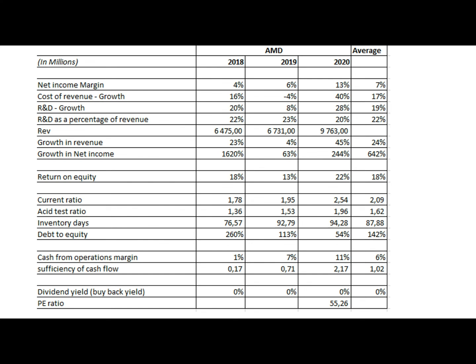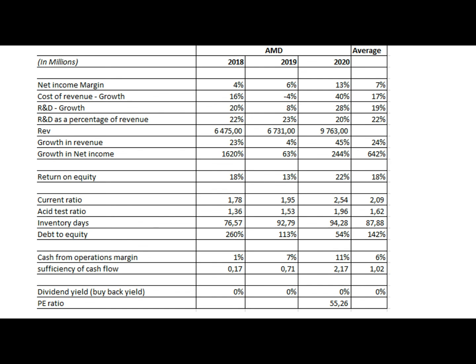Full disclosure, I own AMD. Good stock, good performer for me, but I'll get into more on my ownership a bit later on in the video. Okay, so the financial performance of AMD.